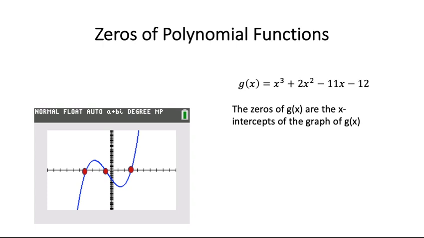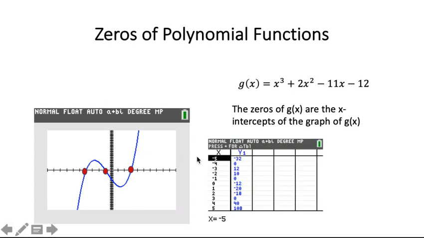Now, remember I said the zeros of g of x are the x-intercepts of the graph of g of x. So where are those x-intercepts? You can look at the table of your calculator. Look in the column for y, and where you see a 0, those are the zeros, those are the x-intercepts. So the x-intercepts are negative 4, negative 1, and positive 3. You can see that on the graph. And those are the zeros of the function.